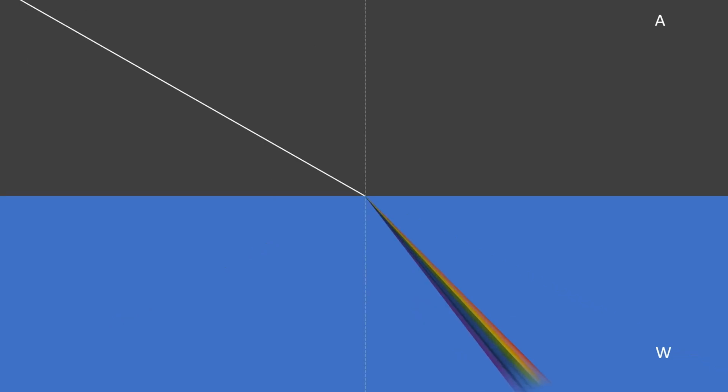Not all wavelengths bend at the same angle. The shortest wavelength, violet, bends the most. The longest wavelength, red, bends the least. This phenomenon causes white light to separate into rainbow colors after refraction. This occurs in water droplets in the atmosphere when we observe a rainbow in the sky.